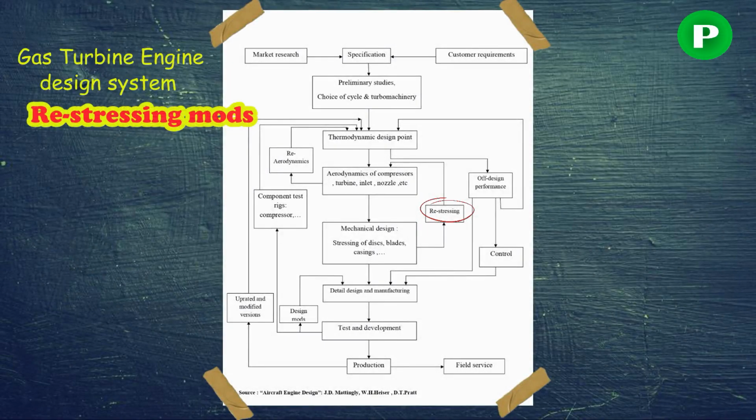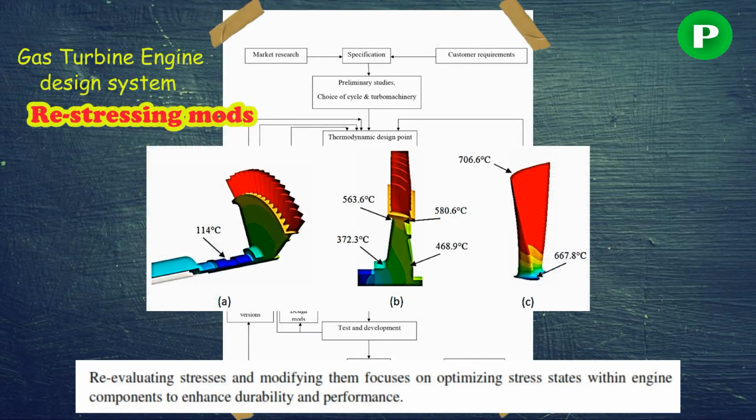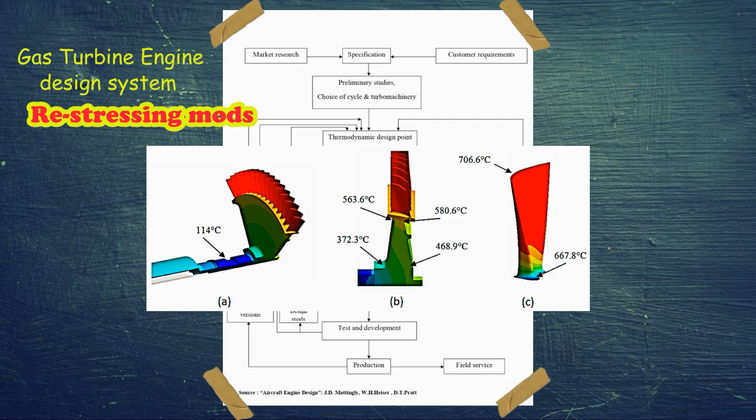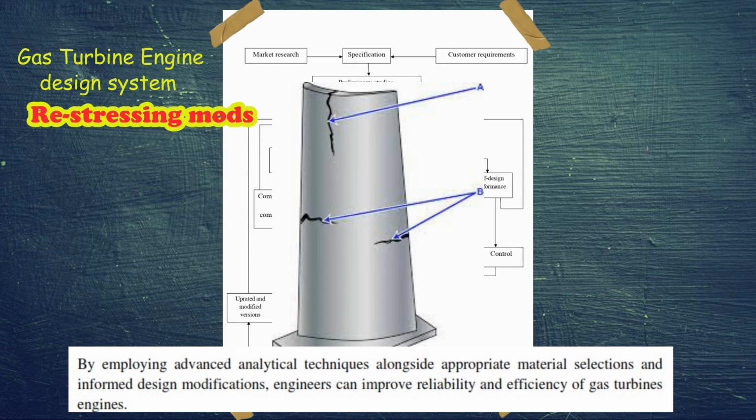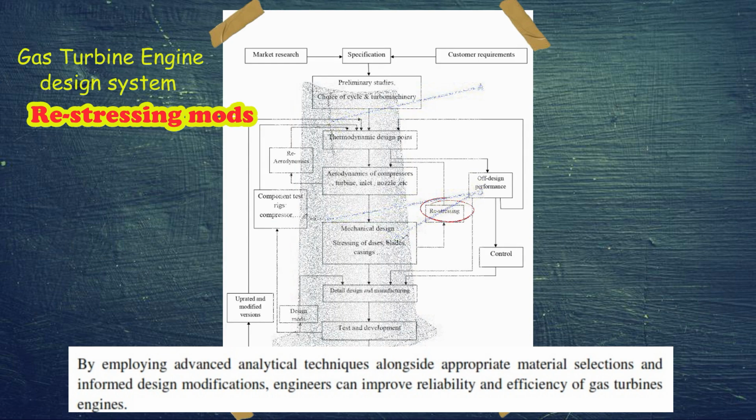Restressing mods. Reevaluating stresses and modifying them focuses on optimizing stress states within engine components to enhance durability and performance. By employing advanced analytical techniques, alongside appropriate material selections and informed design modifications, engineers can improve reliability and efficiency of gas turbine engines.